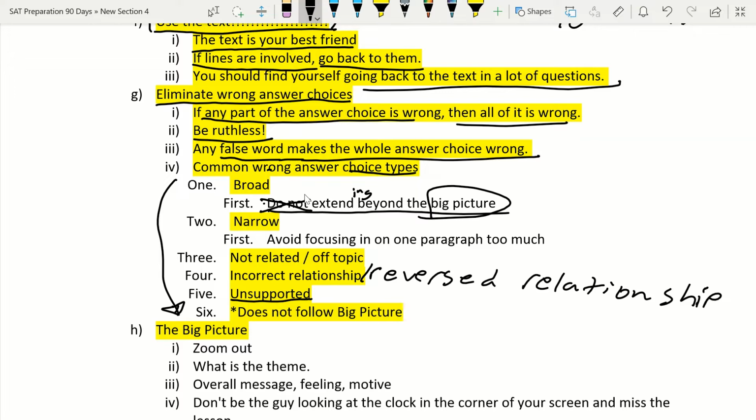So a lot of times what will happen is you'll have an answer choice, and it sounds like it could certainly be correct, right? You're hearing things in the text that make it sound plausible that this could be correct. The problem is something being plausible doesn't make it correct, right? It has to be supported with evidence.